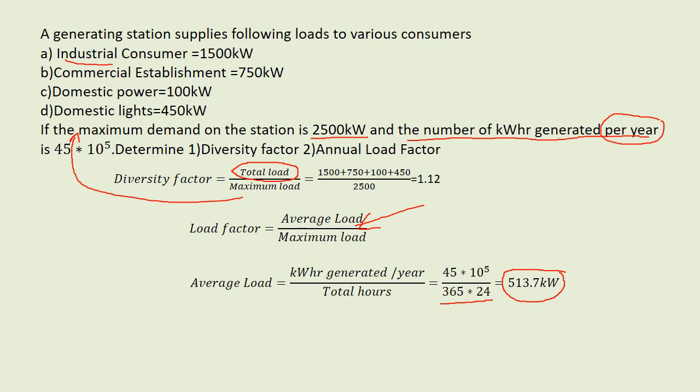So now your final annual load factor is the average load upon the maximum load. This is the average load here and the maximum load is 2500 kilowatts. So this annual load factor is 0.205. So here we have completed our unit 1. One topic is left, and that is the effect of voltage and frequency.